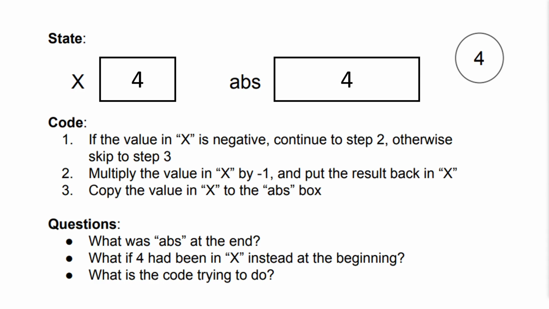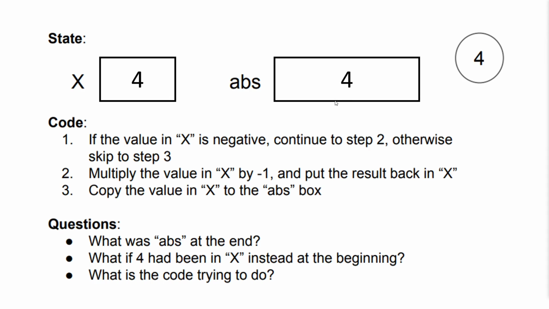If x had been positive 4 when we began, just like it is right now, let's walk through this again. If the value in x is negative, continue to step 2. All right, it's not negative, otherwise skip to step 3. So we're going to jump down and do step 3 now. And we just directly copy the value of x into the ABS box. And it's already there.